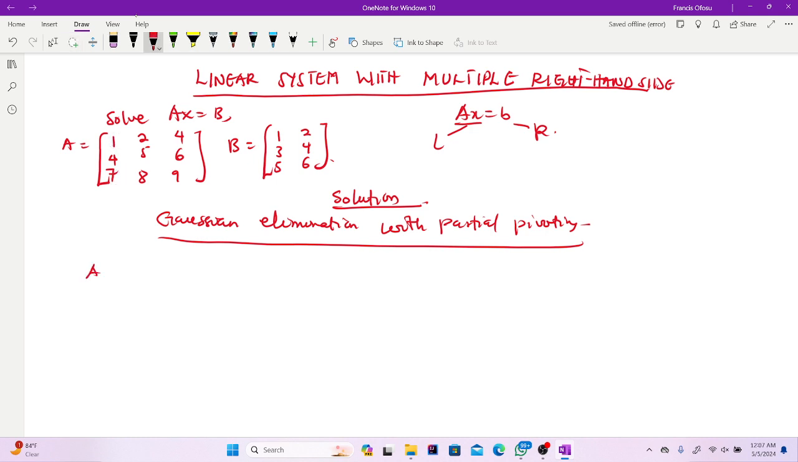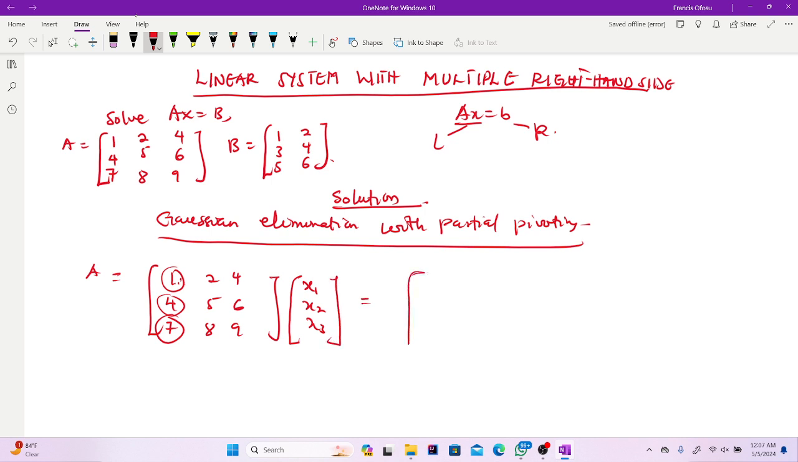So when I write my A, I have 1, 2, 3, 4, 5, 6, 7, 8, 9. This 7 here is bigger than 4, and 4 is bigger than 1. So I will send this 7 up and exchange it with the 1, so for that reason I'll switch rows. I'll introduce my x1, x2, x3, and this should be equal to B. The B has two columns, but let's take them as if they are independent. See how I'm going to solve this problem.